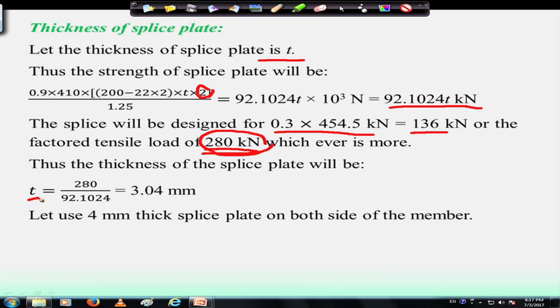So, for the splice plate we can find out T as 280 by 92.1024, which is coming 3.04 millimeter. So, we can use 4 mm thickness splice plate on both sides of the member. This is how we can find out the thickness of the member.